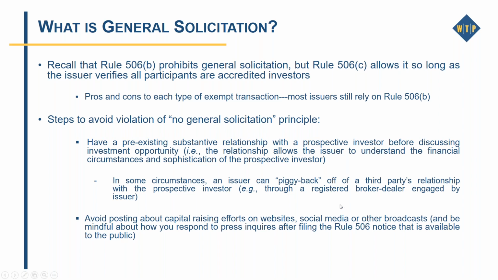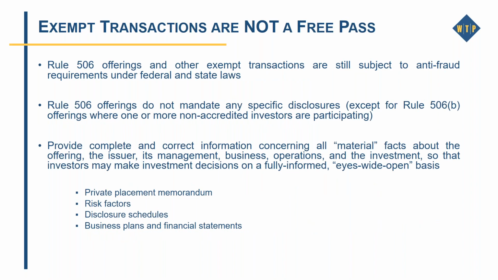And then they avoid the general solicitation prohibition. They avoid running afoul of that by simple things. You don't post things on websites. You don't broadcast it on social media. You've got to be mindful about how you respond to any press inquiries after filing a notice with any state or federal agency, because those are of public record. So 506B is usually the predominant transaction exemption under Rule 506 generally.